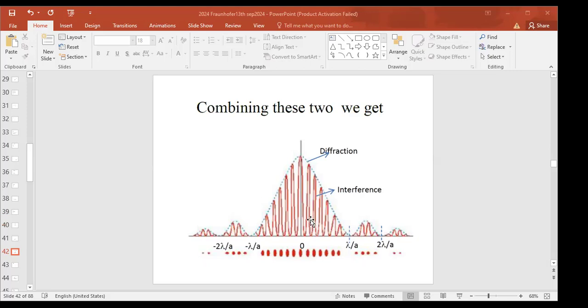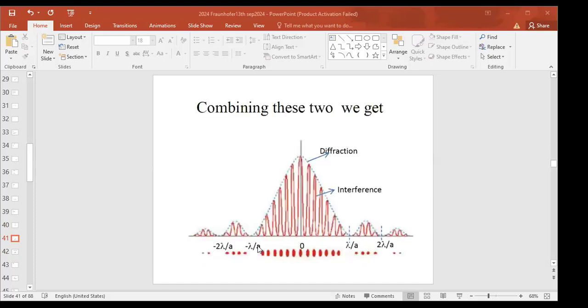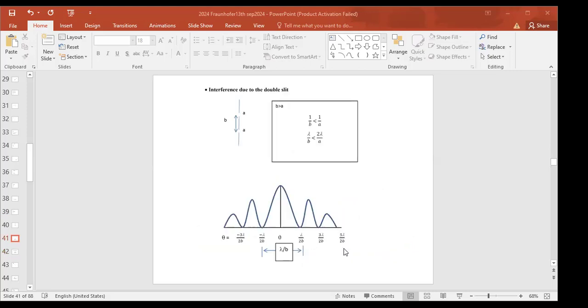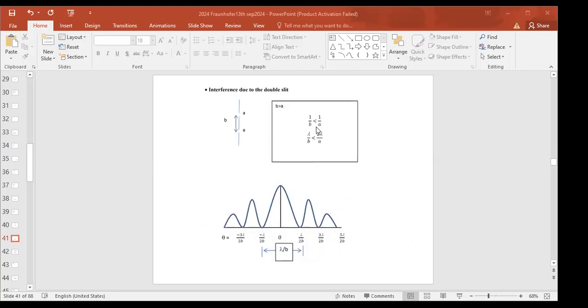So you can draw these things, right? The interference pattern, you can imagine how it goes inside the diffraction pattern. So if you put this interference pattern, it will be like this, but then you can put the diffraction pattern, right? Like here, minus lambda by a, this is lambda by a, right? This is 2 lambda by b, but lambda by b is this one, right? So lambda by a is this one, because here you can get the relationship.